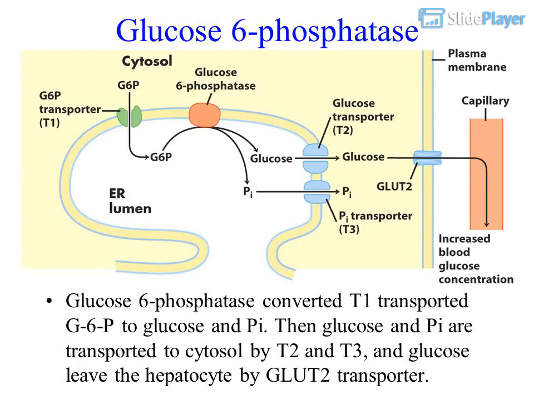Glucose-6-phosphatase. Glucose-6-phosphatase converts T1-transported G6P to glucose and Pi. Then glucose and Pi are transported to the cytosol by T2 and T3, and glucose leaves the hepatocyte by the GLUT2 transporter.